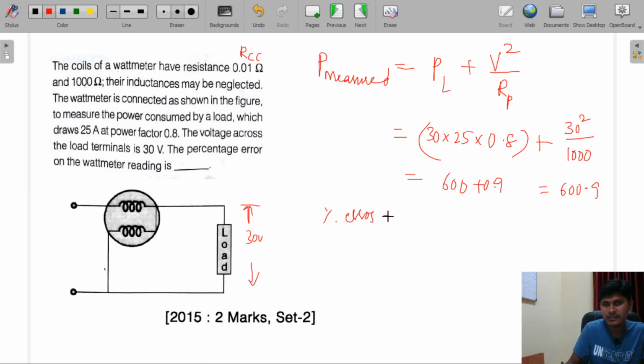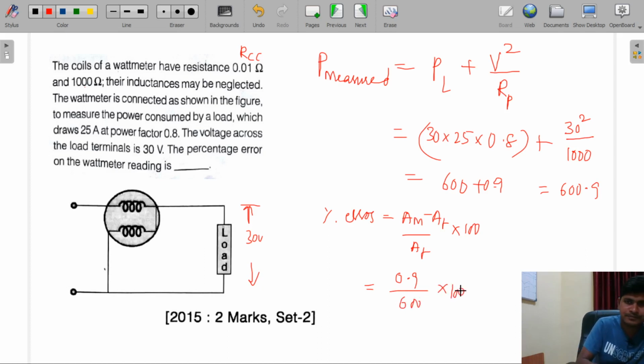Percentage error is equal to (measured value minus true value) by true value into 100. Then we get 0.9 by 600 into 100, which is 0.15 percent.